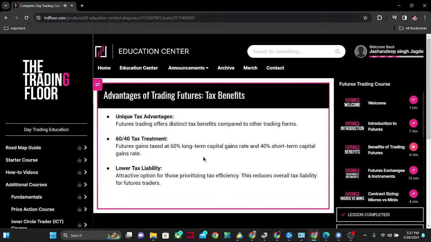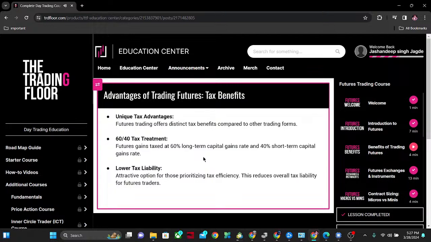Now, for the tax benefits associated with futures trading. Futures trading offers unique tax advantages compared to other forms of trading. Profits and losses in futures trading are often taxed at a more favorable rate known as the 60-40 tax treatment. Under this tax treatment, 60% of futures gains are taxed at the lower long-term capital gains rate, while the remaining 40% is taxed as short-term capital gains, subject to an individual's ordinary income tax rate.